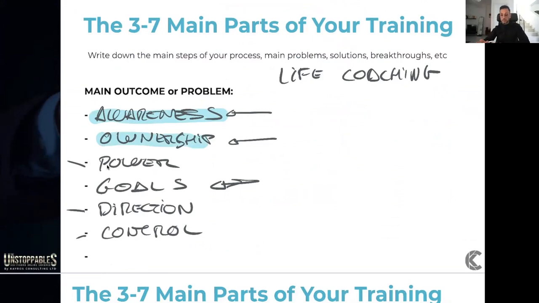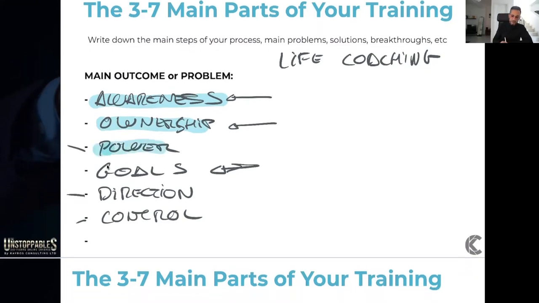The third problem would be that they don't have any power, because what happens when you don't own your stuff? What happens when you're a victim? You don't have power. You can't change things because you're a victim. And when you're a victim and you don't have power, you usually have no goals, because what's the point of setting goals if you don't have the power to go and accomplish them? And then you feel that you lack direction and you lack control. So these would be 5 problems that anyone could be facing in life at a given moment, right?